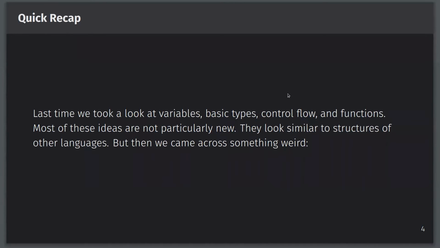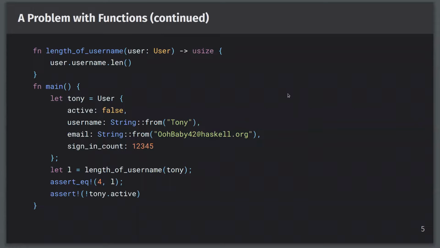Okay, cool. So last time we took a look at these three things, pretty standard stuff: variables, basic types, control flow, and functions. Most of these ideas aren't particularly new, but they look similar to what you'd see in other, more modern languages especially. But towards the end, I left you on a cliffhanger, because we came across something that was very, very weird. So we saw this, right?